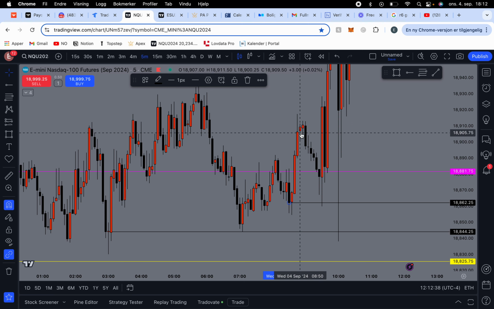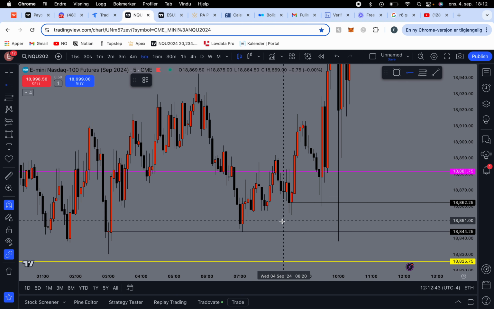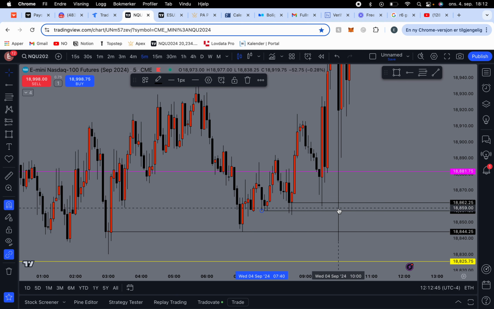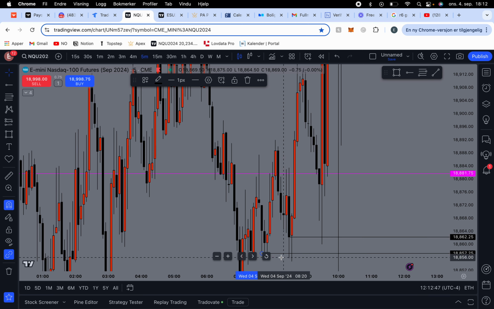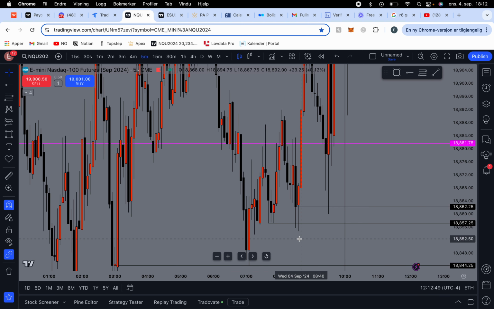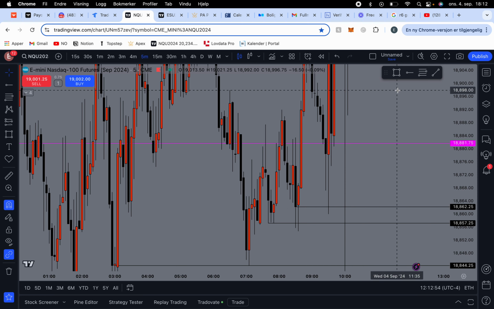etc., etc. Usually you want a sweep, or for it to tap into something. So here, it swept 3 equal lows, rejected, rallied, came back, tested the rejection block, and rallied again.